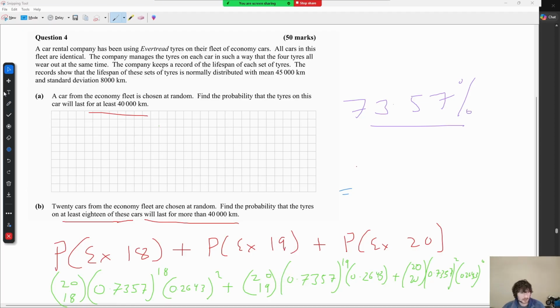Okay, so we're back. I've worked that out. I'm just looking at this here. I wrote a 2 here. That's a 20. And then that's power 0. So when you type all that in, you'll get 0.07057. Did it tell us to round it? It didn't. So that's a 7.06% chance that at least 18 of these cars will last over 40,000 kilometers. So it's not that likely, but that's the answer to it there.